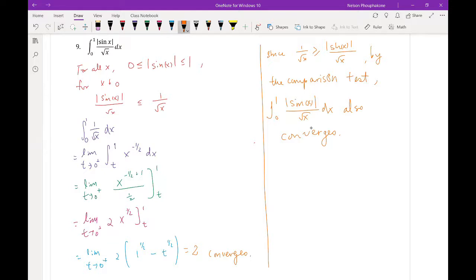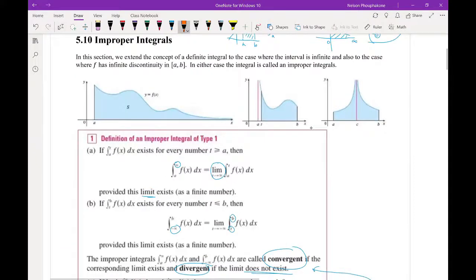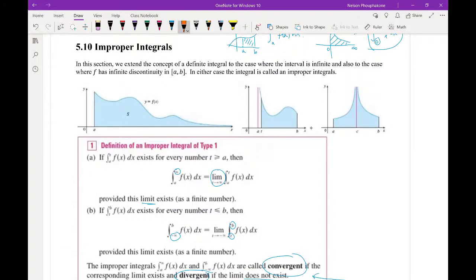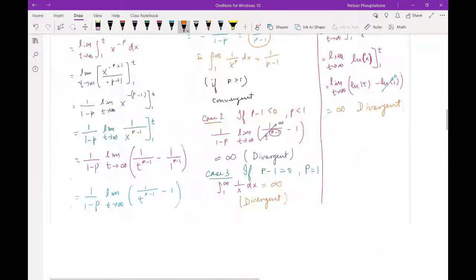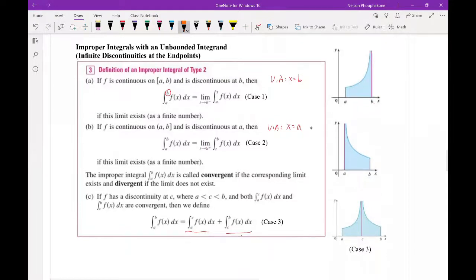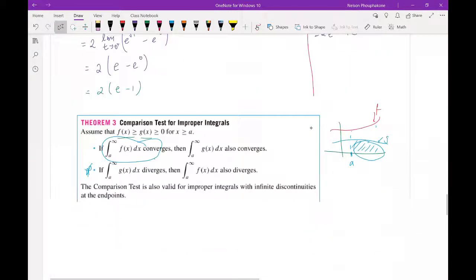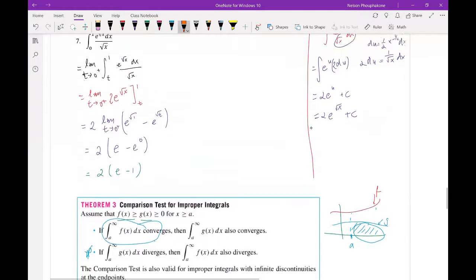So now you will see that in this section we learned how to take care of the improper integral. That is when maybe you have an integral from a to infinity, or from negative infinity to b, or if we have a vertical asymptote, where we evaluate from a to the vertical asymptote, or from the vertical asymptote to b. Then again we could use the improper integral to work it out, which is to work with limits. The last thing I introduced is the comparison test. Remember, if the integral of the biggest function converges, then the integral of the smallest function also converges. If the integral of the smallest function diverges, then the integral of the larger function also diverges. So that's it for today's lecture.